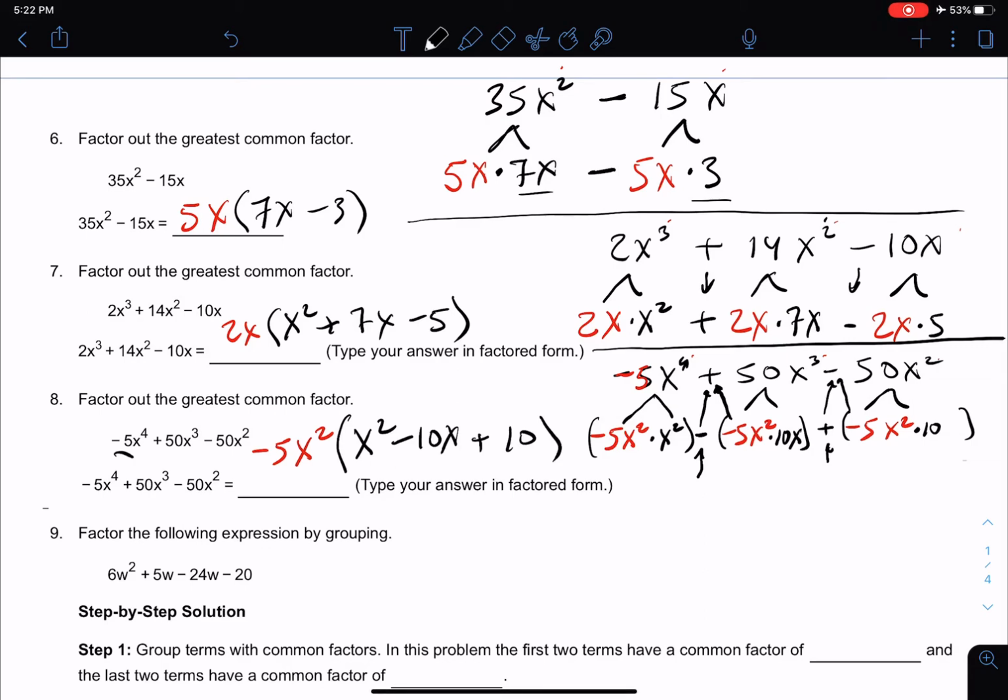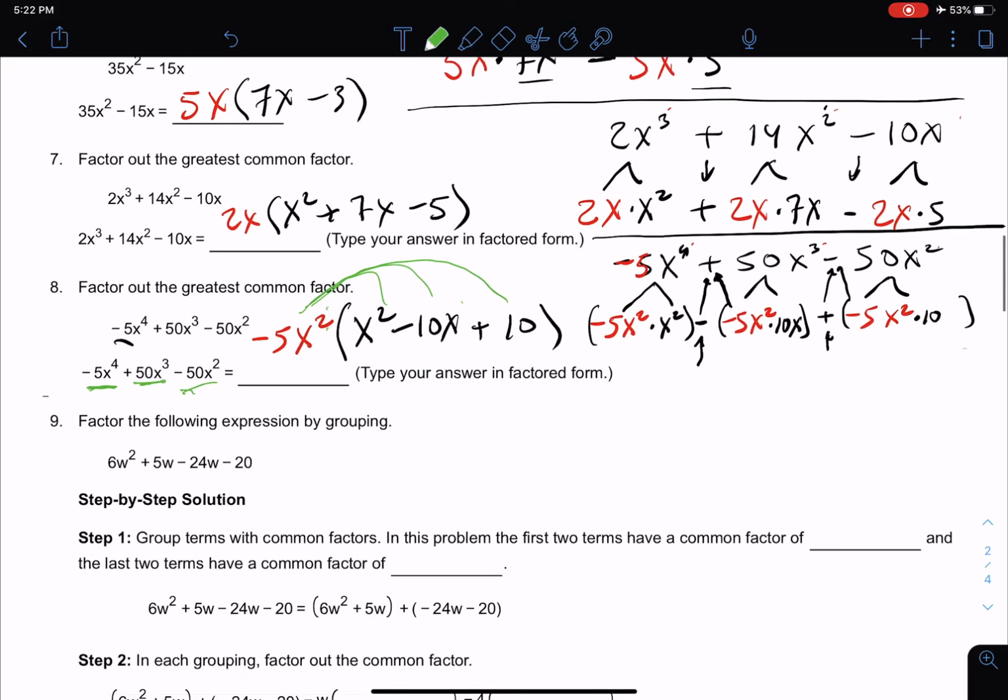Okay, we can certainly go back and distribute that negative 5x squared to double check. Let me get the green color to do that. Negative 5x squared times x squared is negative 5x to the fourth. Negative 5 times negative 10 is positive 50. And x squared and x is x cubed, so that's the whole thing. And then negative 5 times a positive 10 gives me negative 50. And then I've got that x squared. So yeah, it checks out perfect.